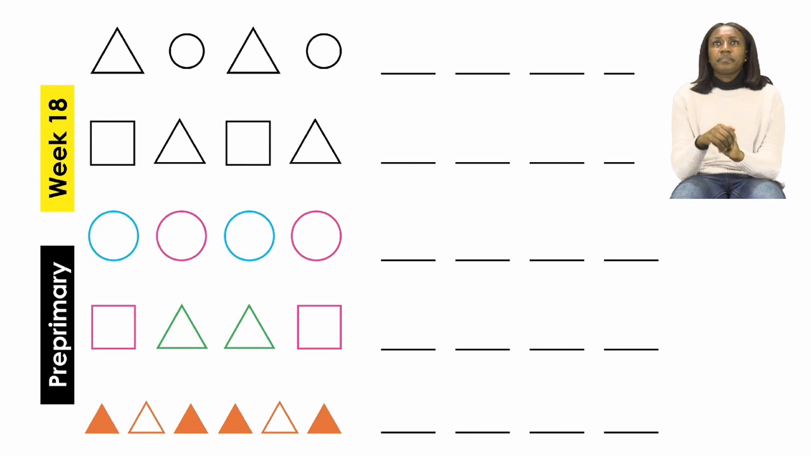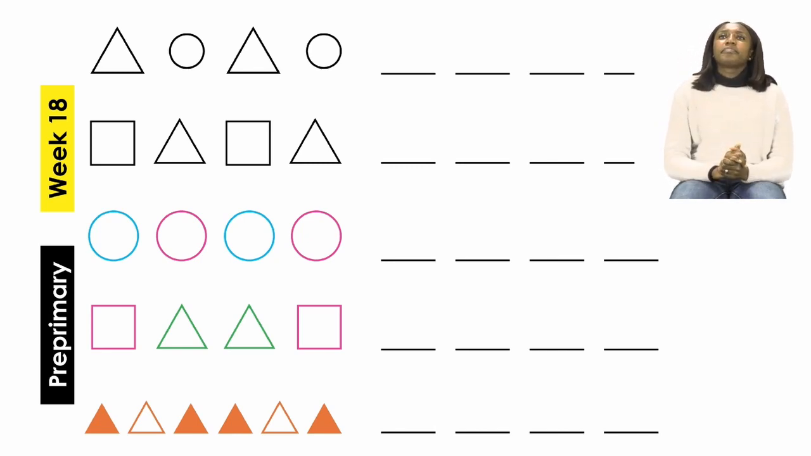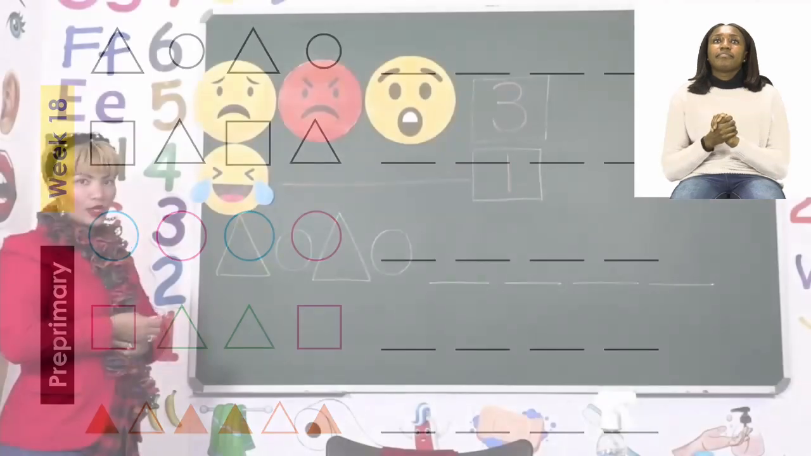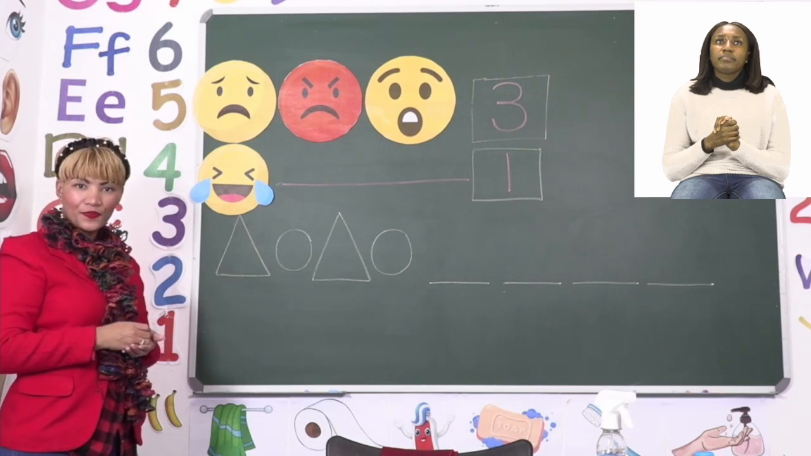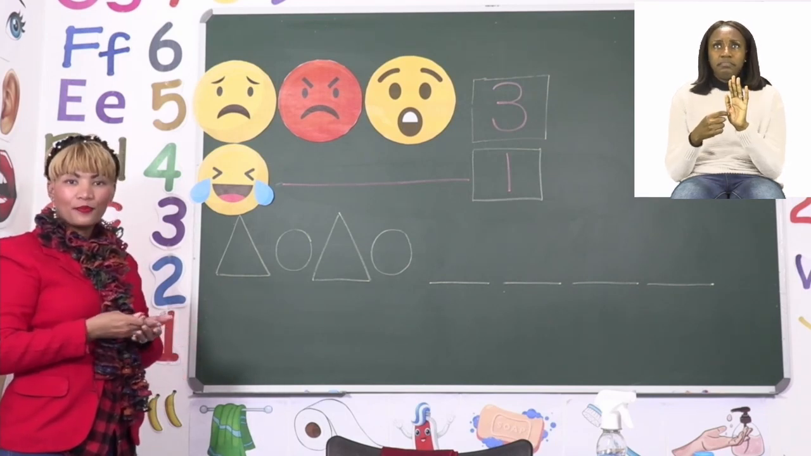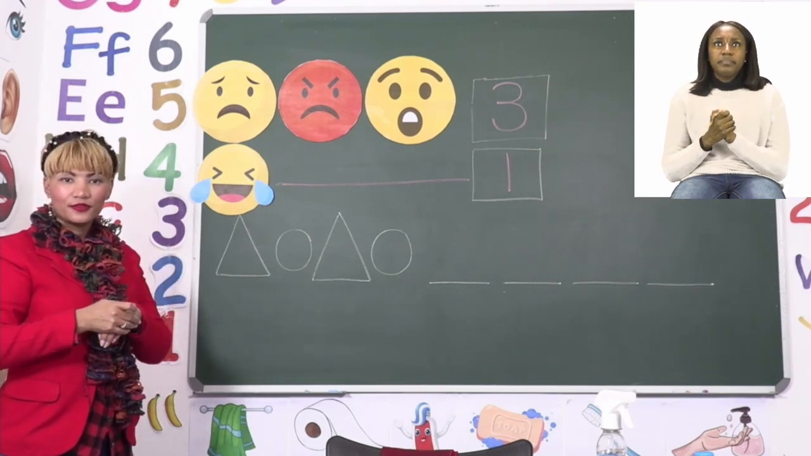Can you see what is on page 26? We see shapes. Good job, everyone. On page 26, boys and girls, we have to complete the pattern. Okay. Now, I have written the first example on the board for you. I am going to do the first pattern with you. Okay. Now, what is a pattern? A pattern is when things repeat itself.